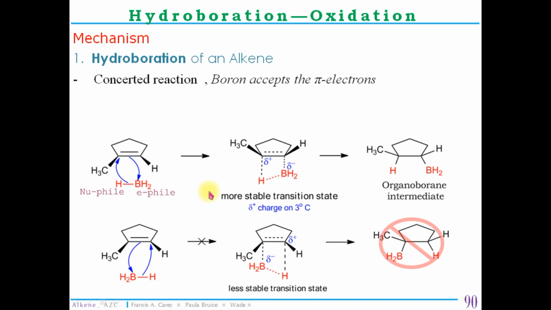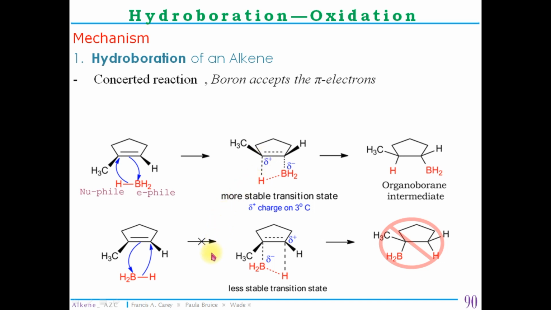First, where boron makes a bond with the less substituted carbon, there is a delta negative charge over boron, and as this hydrogen cannot form a bond with this carbon to the same extent as boron, a delta positive charge is generated over this more substituted carbon.